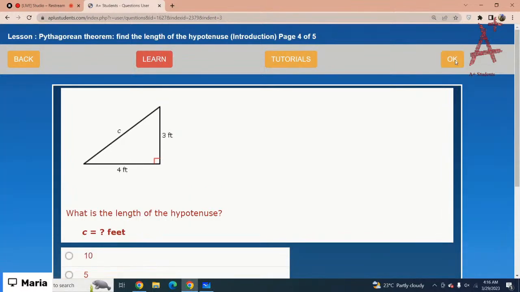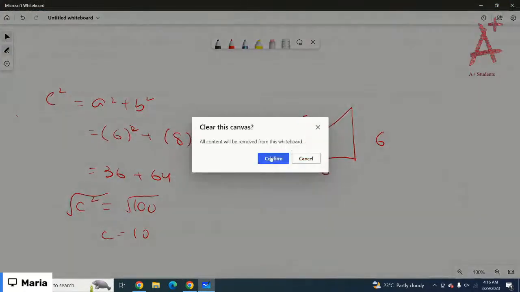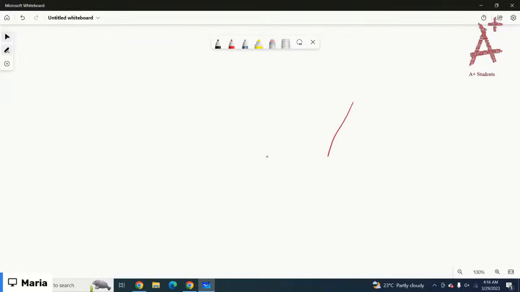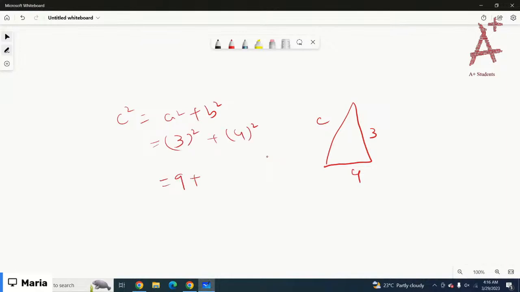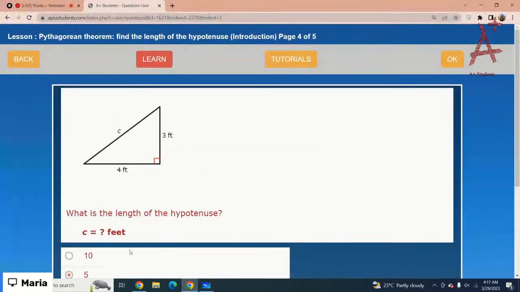Okay, the next one is 3 and 4. Here you have C. Got it? So C square equals A square plus B square. A is 3, 3 square. B is 4, 4 square. Here you have 9 and 16. That would be 25. So square root 25 is 5. So C equals 5. Got it? So the correct option is 5.